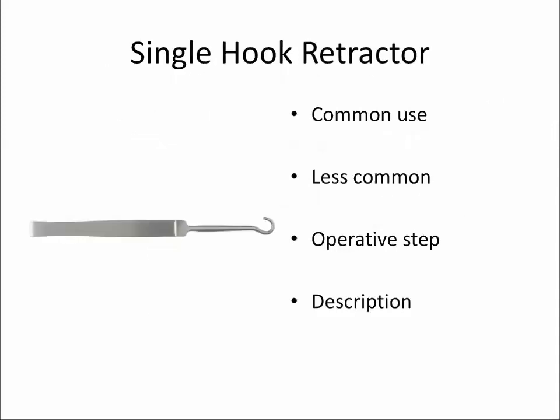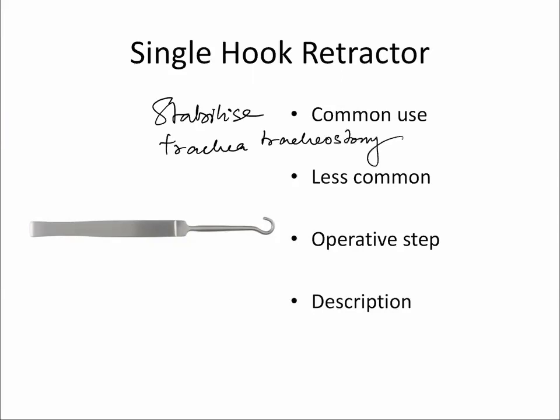Single hook retractors. Which operation? You have done ENT. Which operation? Very good. So I can use it during tracheostomy to do what? To stabilize the trachea during the tracheostomy. Okay, please remember that. Nowadays, we take two stay sutures. We do not use this. We take two stay sutures for this.